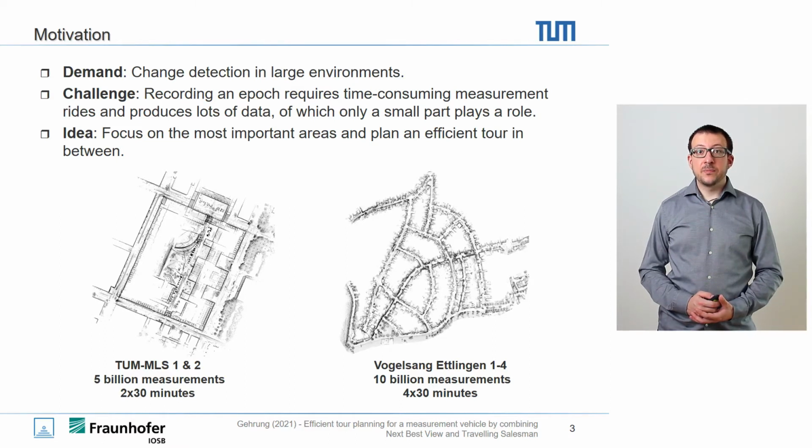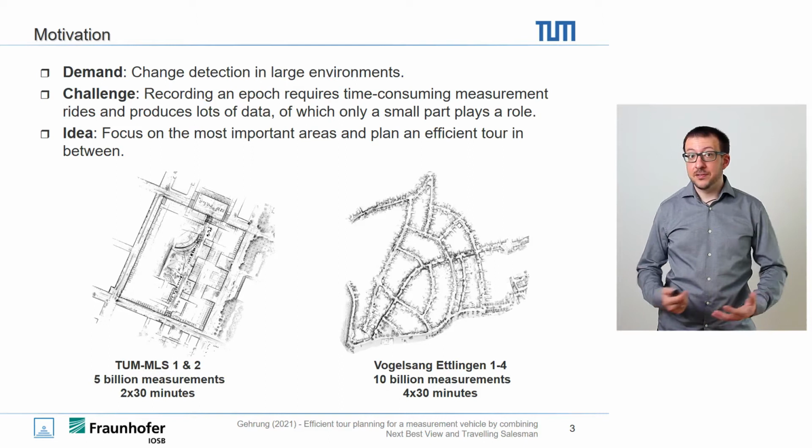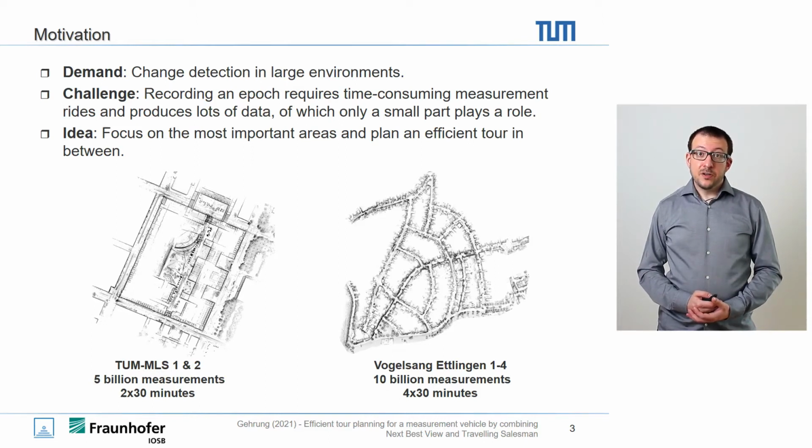On average, the measurement vehicle used to record the dataset generates about 2.5 billion range measurements every 30 minutes. Post-processing these large amounts of data requires a lot of computational resources. And also, not all of the data is really of interest. A straightforward solution would be to focus on areas relevant for the task at hand. In order to do this efficiently, a method for tour planning between all points of interest is required. In the next few minutes, I would like to present our solution to this problem.